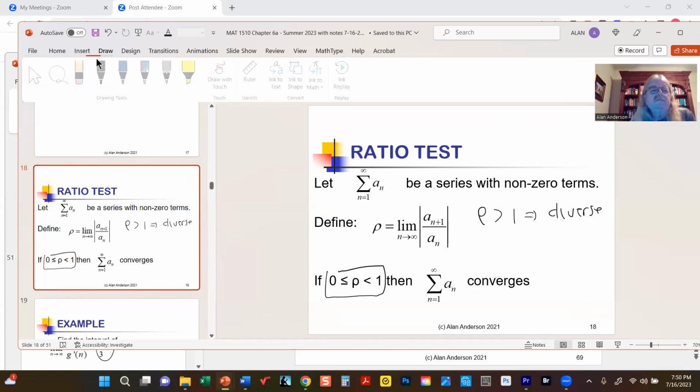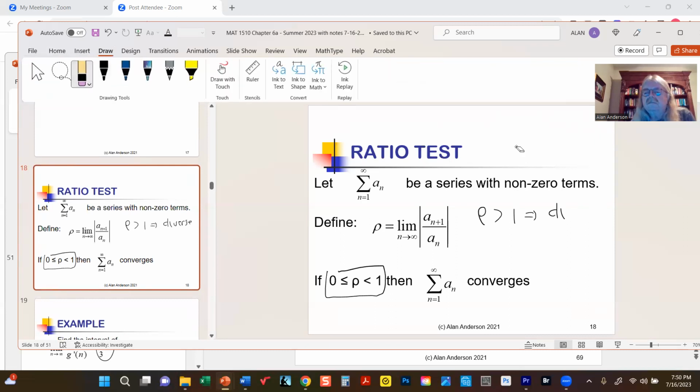And finally, of course, remember, if rho equals 1, the test is inconclusive, which means we have to try something else.